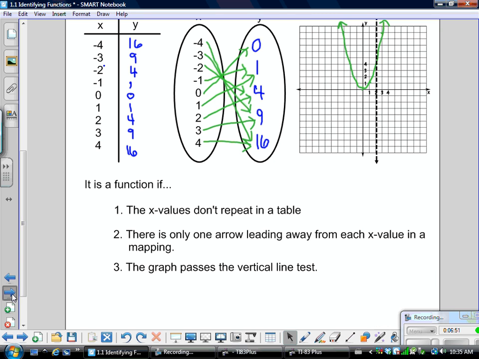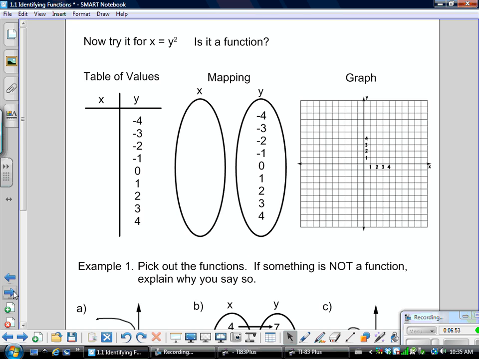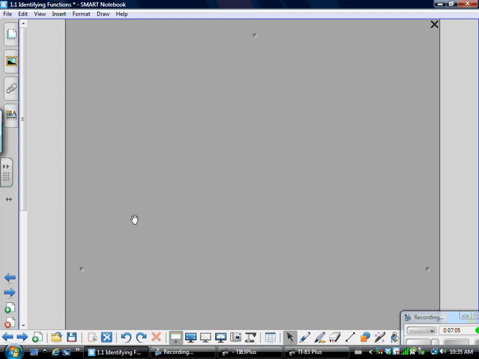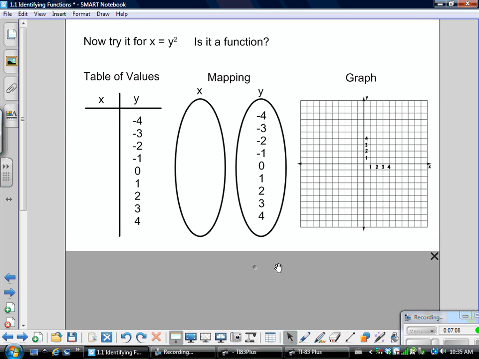So the next thing we're going to do is talk about some examples. First of all, what happens if it's not a function? What will that look like? So again, we're going to take another mathematical equation, and this time it's x equals y squared. So in a sense, we're doing it backwards.